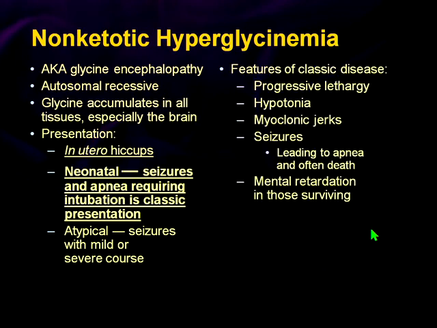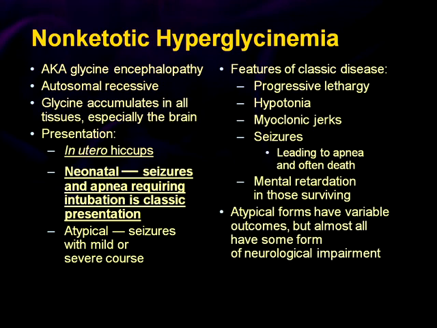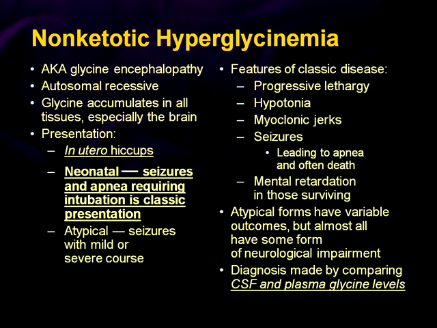So features of the classic disease: progressive lethargy, low tone, myoclonic jerks, frank seizures that often lead to apnea and death, and mental retardation that is profound in those that survive. The atypical forms have variable outcome, but almost all have some type of neurologic impairment. The diagnosis is by comparing your CSF and your plasma glycine levels, because you may have just mild elevations in glycine in your blood, but what is really striking is what it's doing in your CSF.